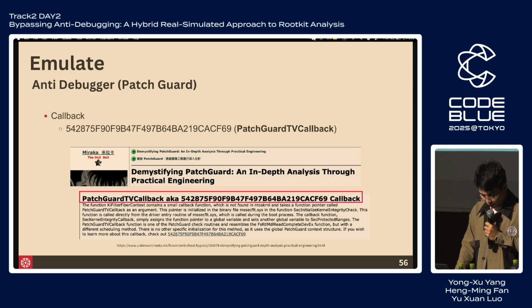They also create a callback to invoke PatchGuard in another way. After searching the hex that sets the callback, we can tell it's the PatchGuard DPC callback, and it can trigger PatchGuard as described in the block shown on the slide.